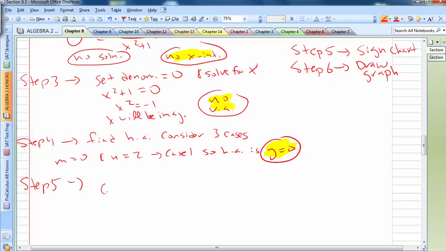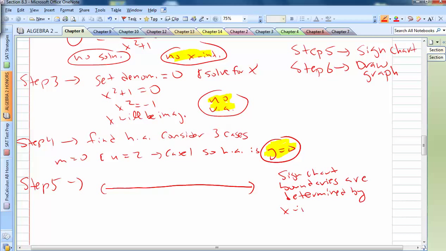Okay, step 5, we do a sign chart. Now for the sign chart, boundaries are determined by x-intercepts and vertical asymptotes. This is very, very important. Your boundaries will be determined by x-intercepts and vertical asymptotes. Again, I'll explain why that's the case, the theory behind it, when I see you guys again. But we have no x-intercepts and we have no vertical asymptotes. So in this case, there are no boundaries.